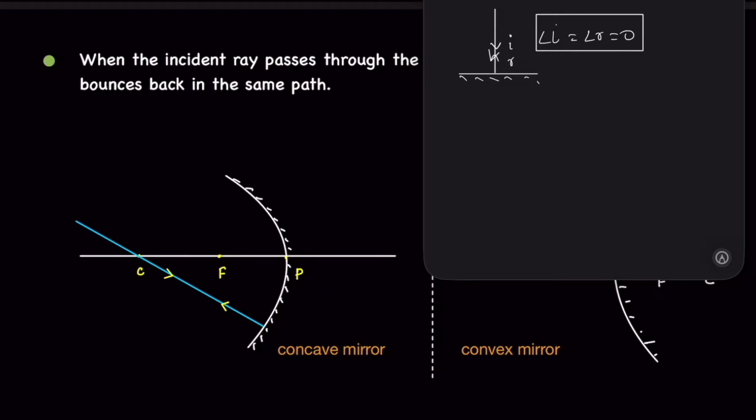So the same concept we apply for the mirror. If we have a concave mirror, this is pole, focus, center of curvature. When the incident ray passes through the center of curvature, here the normal and the incident ray both coincide with each other. That's why when the incident ray touches the surface, the reflected ray bounces back in the same path.